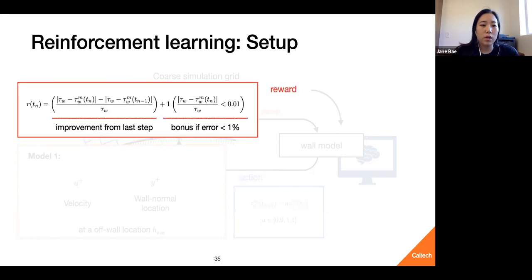For the reward, this is the functional form. Basically, it can be divided into two parts, where the first part measures the improvement from the last step. So compared to our action in the previous time step, how much has our wall shear stress improved compared to the last step. Now, if you're already close to the true solution, you can't improve anymore. So there's another term that acts as a bonus if the error is less than 1%. So this was how our reward was set up.